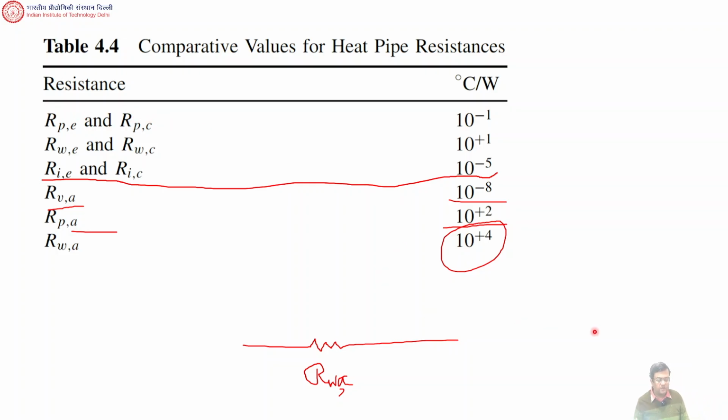Okay, so we can have similar kinds of arguments. The axial distance, I mean, length is large, so the thermal resistance turns out to be high. When you have more material, obviously resistance will be higher, correct? Okay, what about the small value of RVA? RVA is of the order of 10 to the power minus 8.